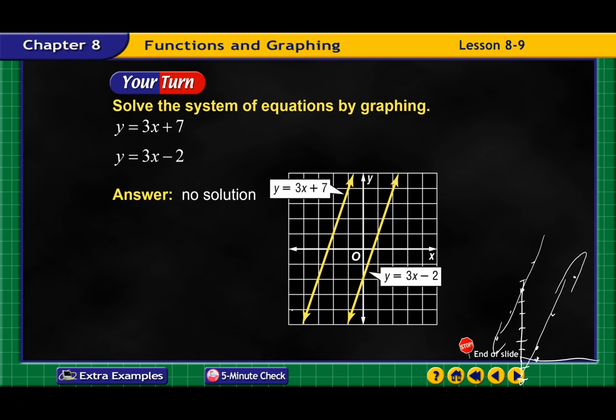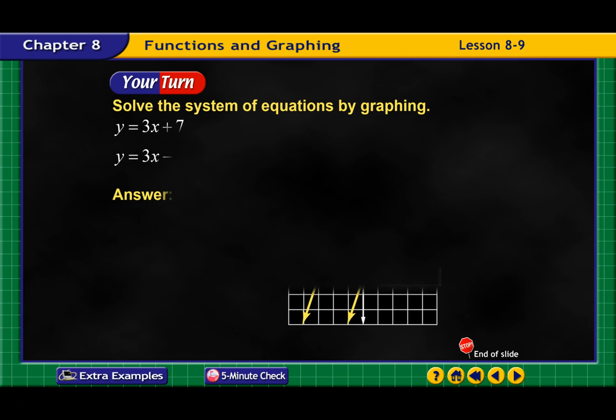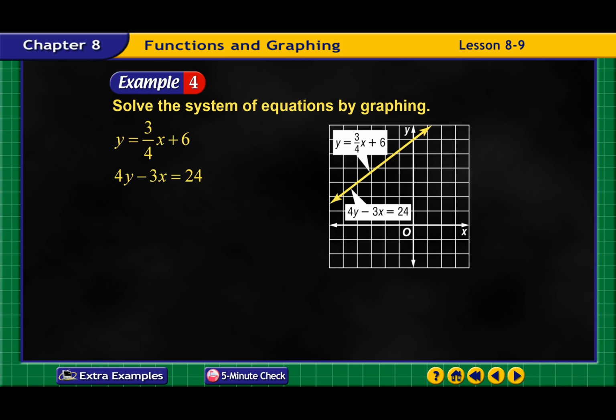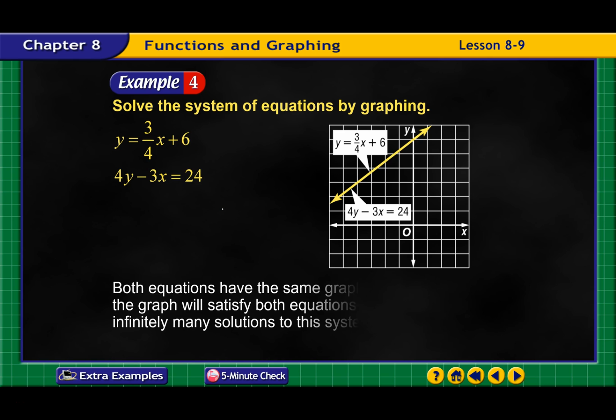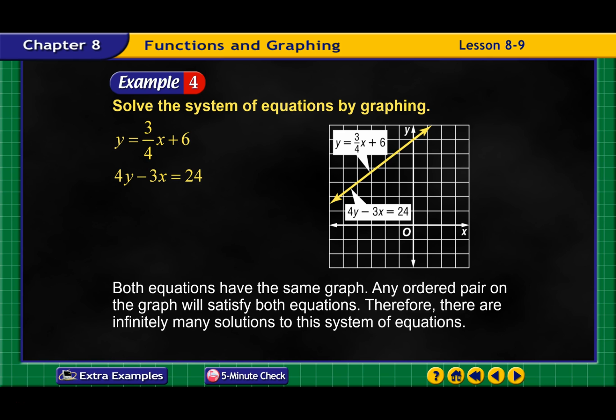All right, solve this system of equations by graphing. Okay, so I have these two equations here, and I'd have to actually manipulate this one to get it into y equals mx plus b. And when I did that, they would end up being equal. So let's see if they do that. Both equations have the same graph. Any ordered pair on the graph that satisfies both equations will therefore be an infinite number of solutions. So same line equals infinite solutions.